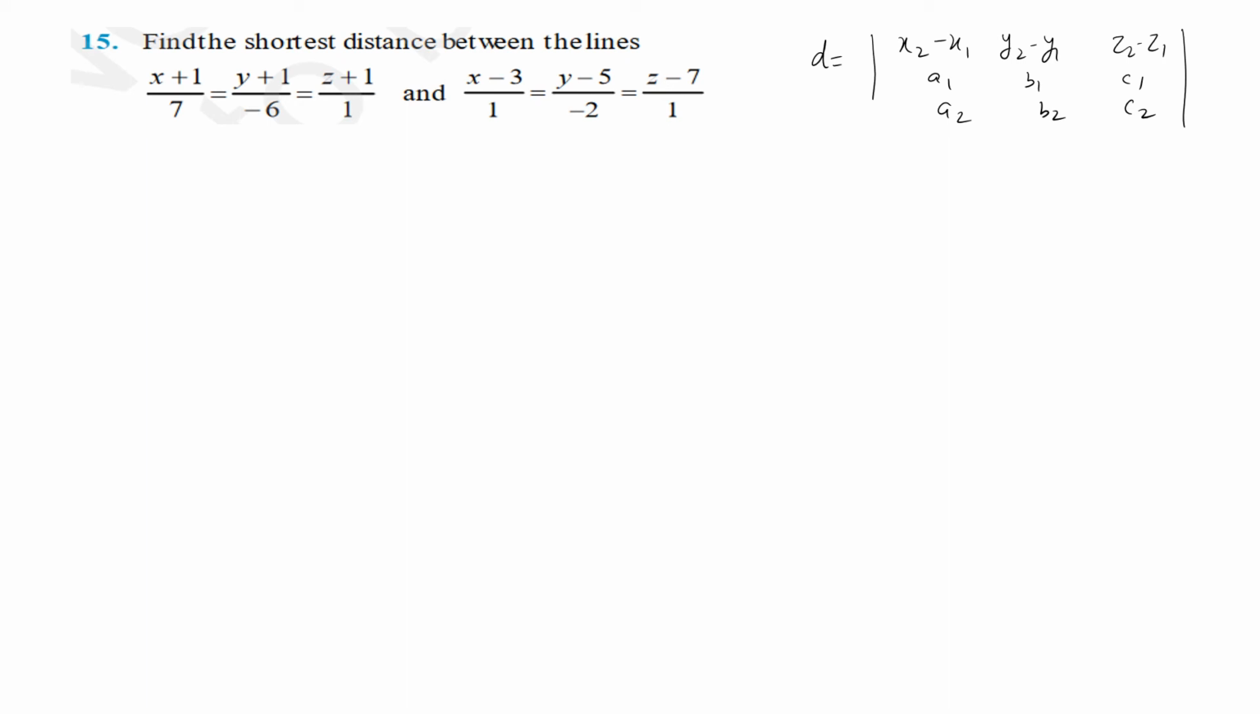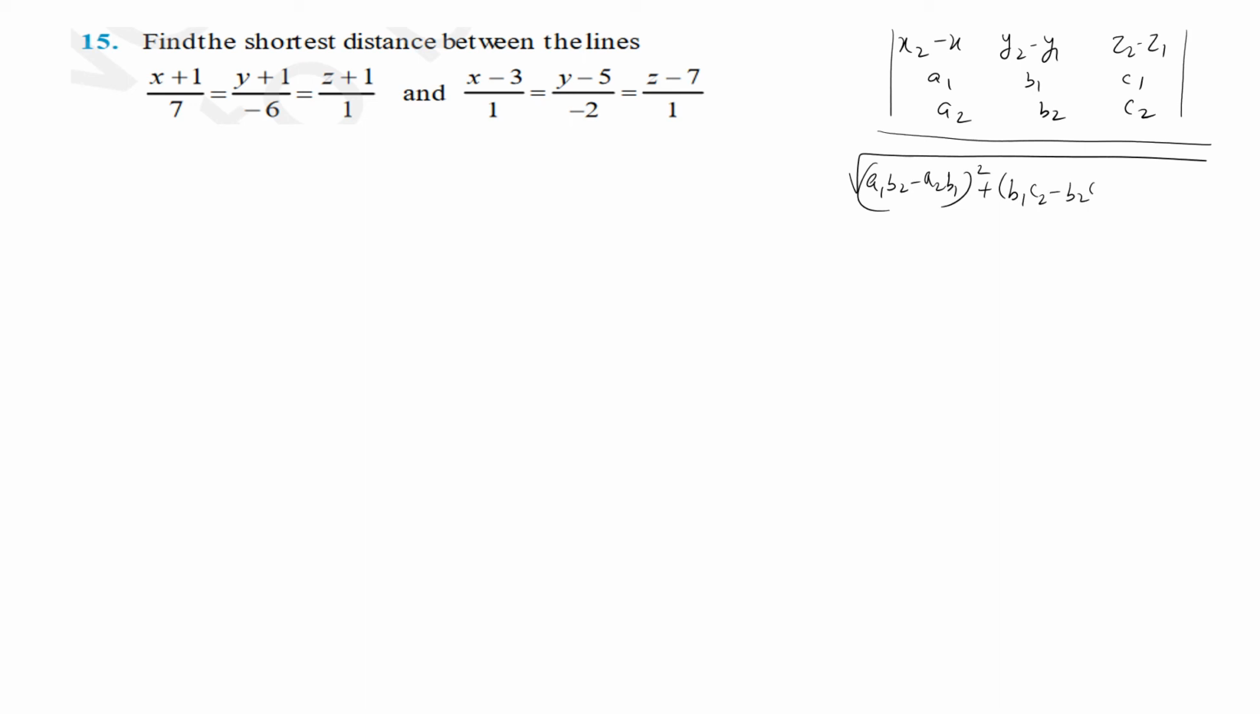This determinant is to be divided by this big square root, and this complete thing will be inside the root. As we know that we have to take the shortest distance, this is your (a1 b2 minus a2 b1) whole square plus (b1 c2 minus b2 c1) whole square plus (a1 c2 minus a2 c1) whole square, and this has to come inside a big determinant, because we just need to consider the magnitude.